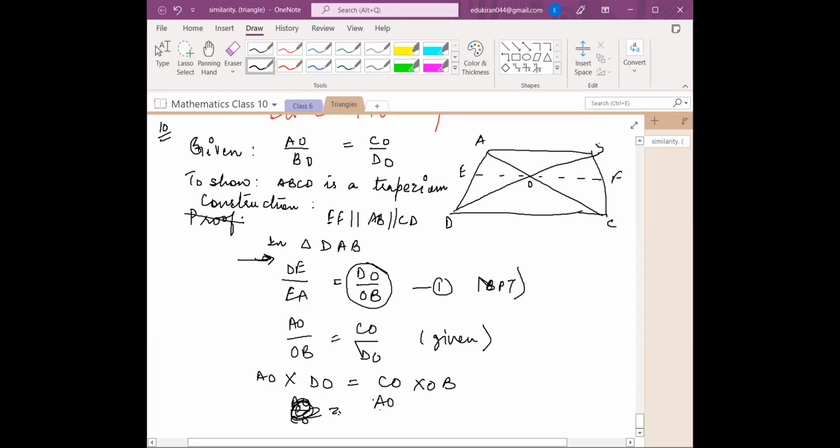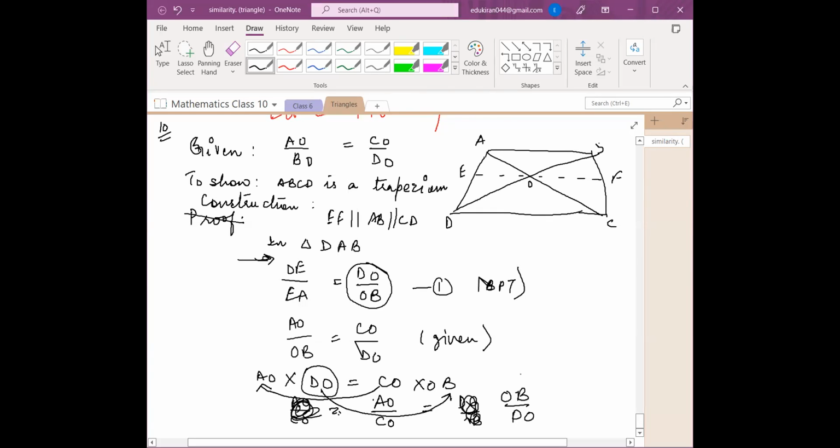You are doing AO upon CO. So you are bringing this CO here. And then you are writing is equal to DO by OB. Is this correct? DO is actually on the left hand side of the equation, so you cannot simply write it on the right hand side. So this step is wrong. This DO will actually come here, OB divided by DO. Please correct it.